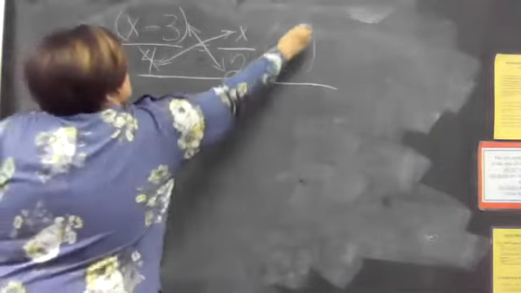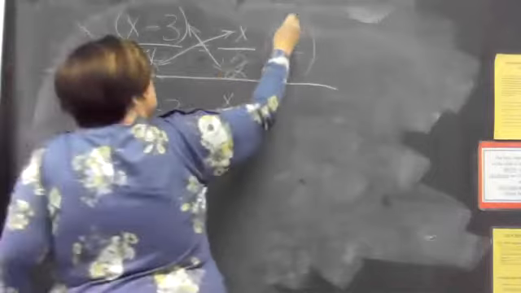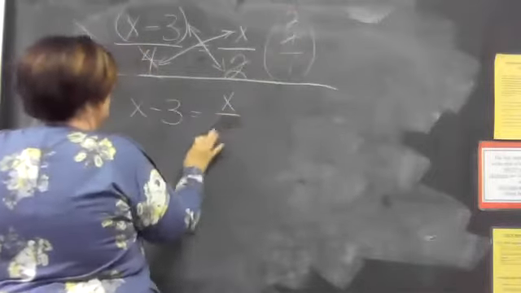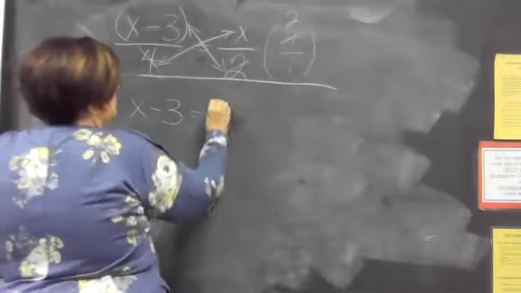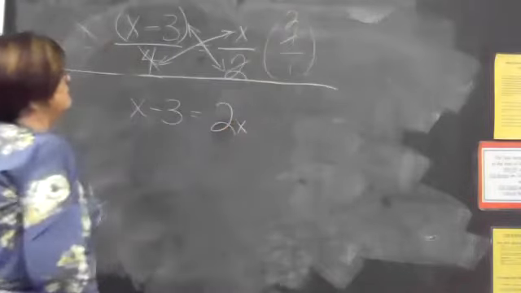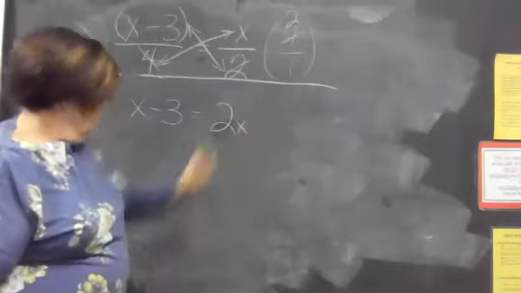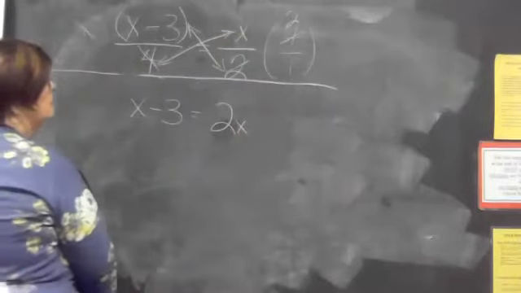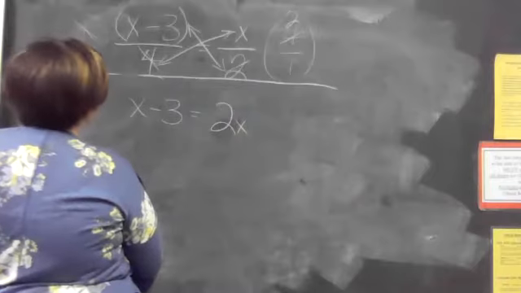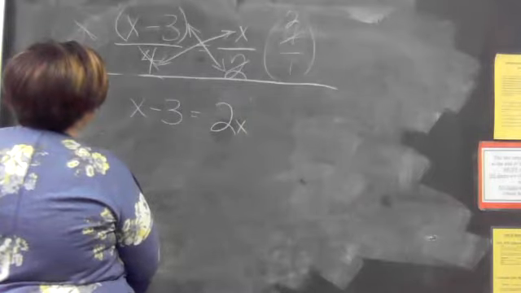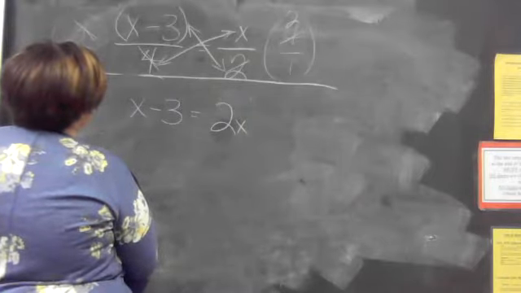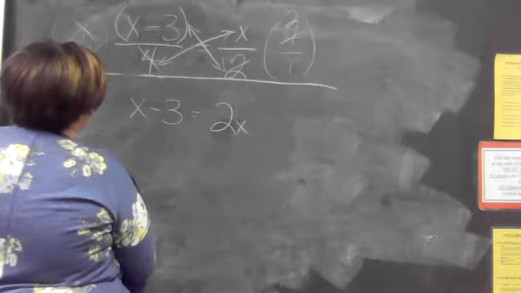No, when you cross cancel here, this became 2X, right? Or you got 4X over 2, did you? Well, what I did was I took the 4 and I multiplied it by the 2X. So I come up with 8X. I think I threw my paper away.